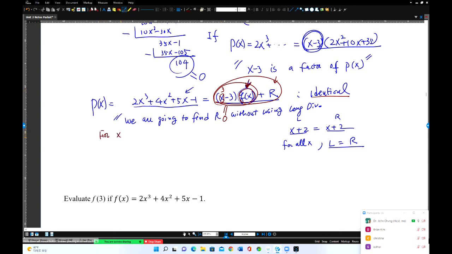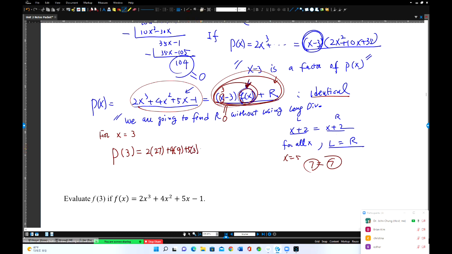So for the special value of x equals 3, left-hand side, right-hand side, they should have the same outcomes. The result must be equal. If x is 5, 7 equals 7, same numbers. Okay, put this number in there, P of 3. P of 3 is how much from here? 2 times 3 cubed is 27. 4 times 3 squared is 9. 5 times 3 and minus 1. That is the left-hand side result. What is the right-hand side result? This is 0, we got only r. That must be equal to r. From here, you can say P of 3 is r.